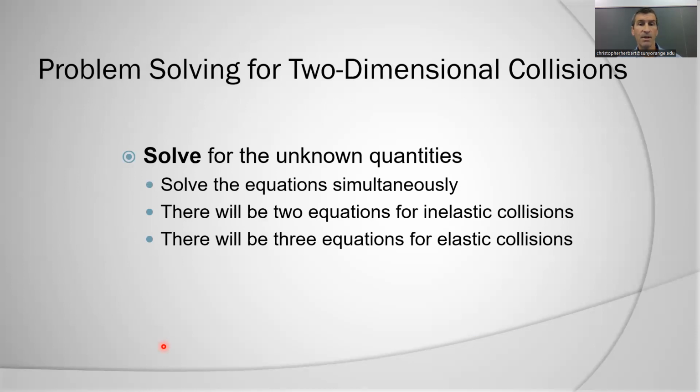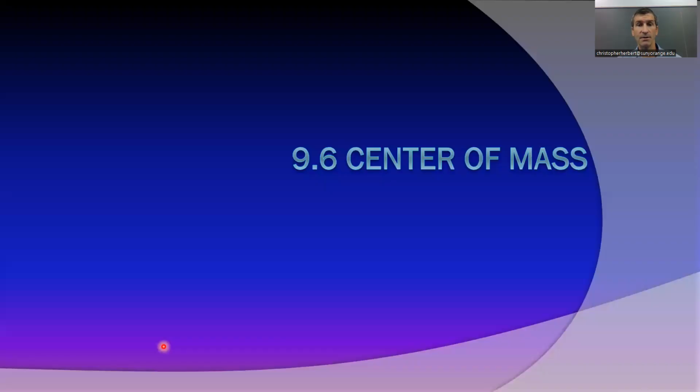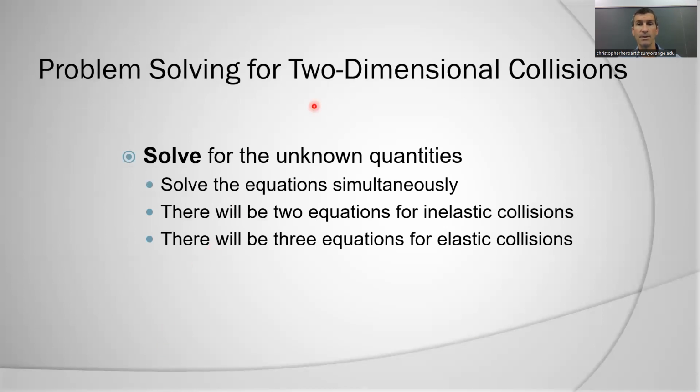Again, solve the equations simultaneously, and again, there will be two equations for the two-dimensional inelastic collision, where the V final is the same for both particles, and three equations for the elastic collision. And of course, that will hopefully give you your unknowns.